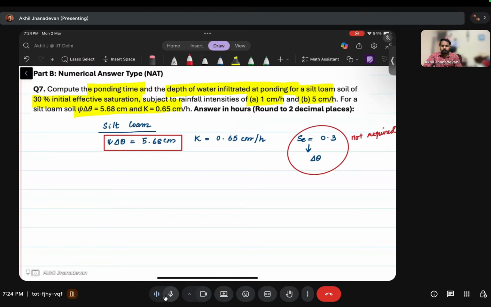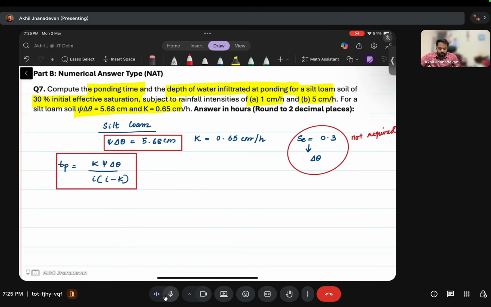Okay, and we can take the first case now. First of all, we can write the equation for the ponding time. If you remember, ponding time was calculated as Tp = K psi delta theta divided by I into (I minus K), where Tp is the ponding time, K is the hydraulic conductivity, psi is the suction head, delta theta is the change in moisture, or the moisture deficit, and I is the intensity of the rainfall, right?